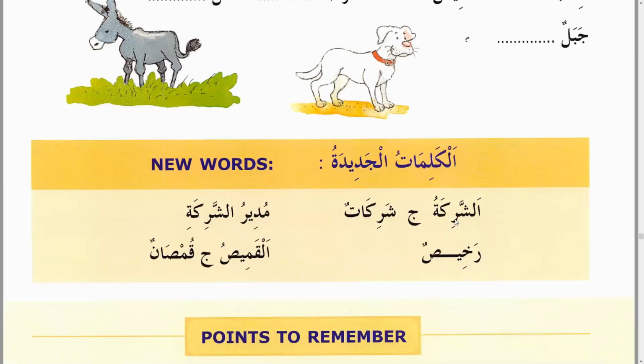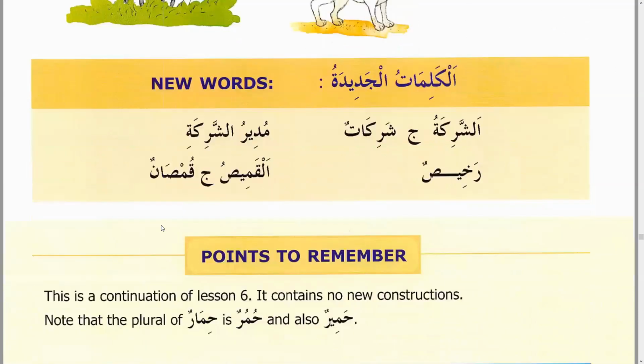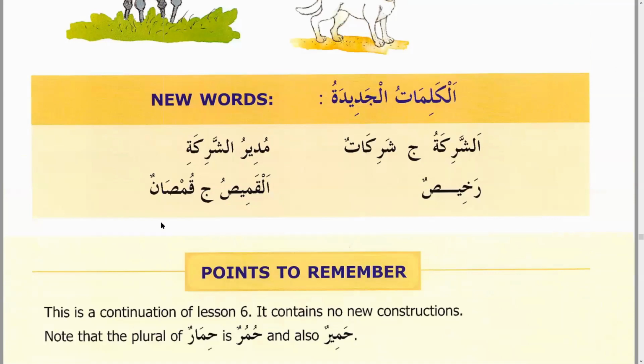Ash-sharikatu, sharikatun. The company, companies. Sharika is a company. Right? Sharika because you're having partnership shares in it. So it's called sharika, because shareholders will be there. Mudiru sharikati is the director of the company. Rakhisun is cheap. Al-khamisu, the shirt. The plural is khumsan. So alhamdulillah, there's nothing new which we learned today.